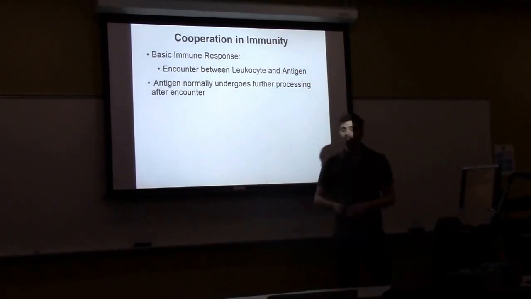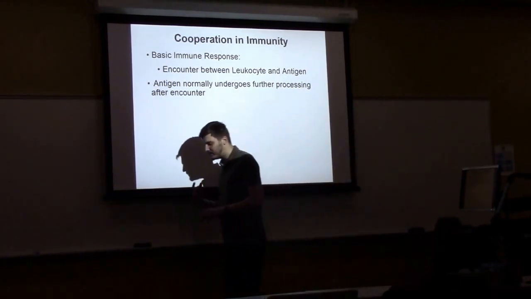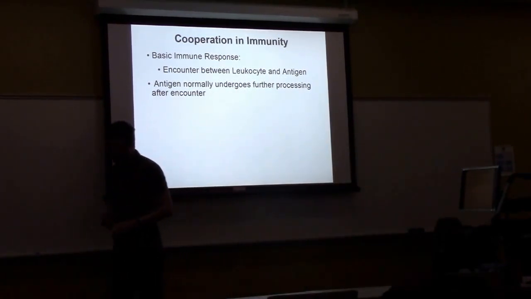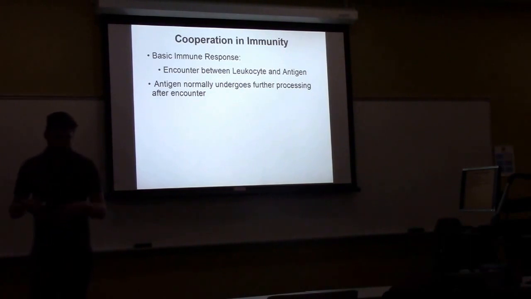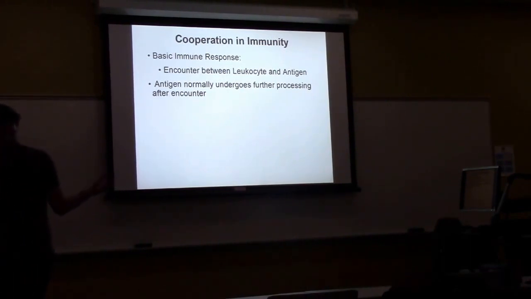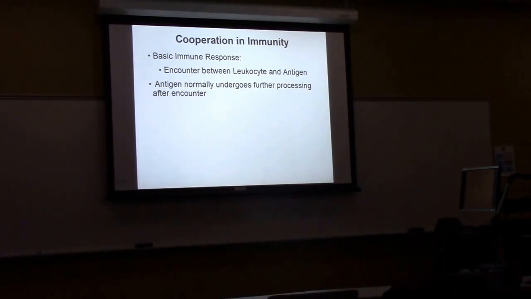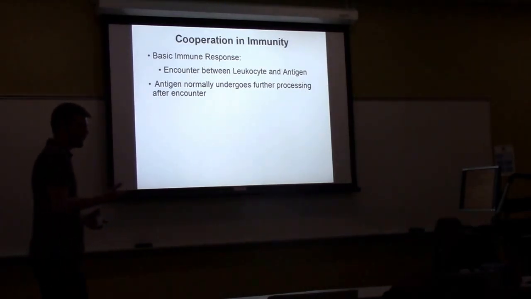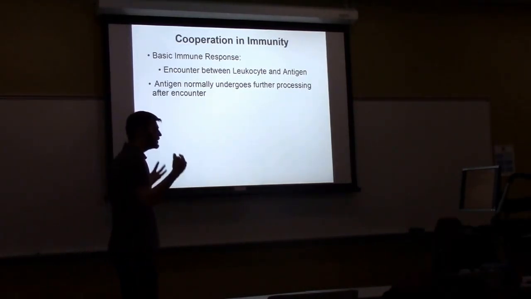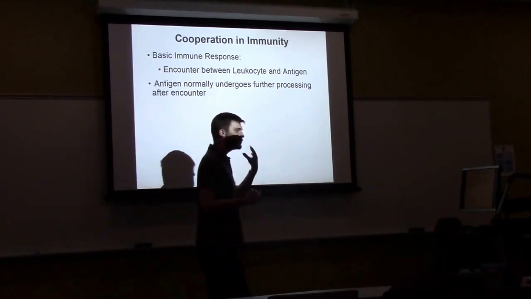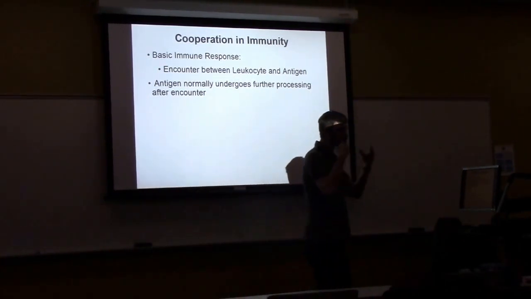Now, as we said, these antigens need to be presented to T cells. This requires a concept known as cooperation in immunity. This is an overarching trend that occurs again and again with all different immune cells. These cells have to communicate with each other. There's not just one cell in the immune system that does everything.